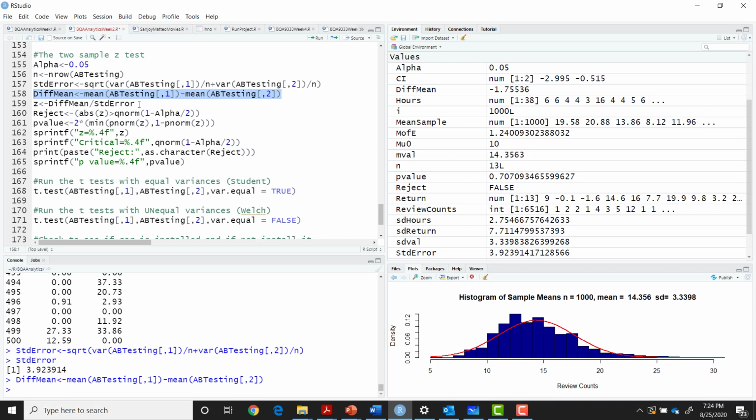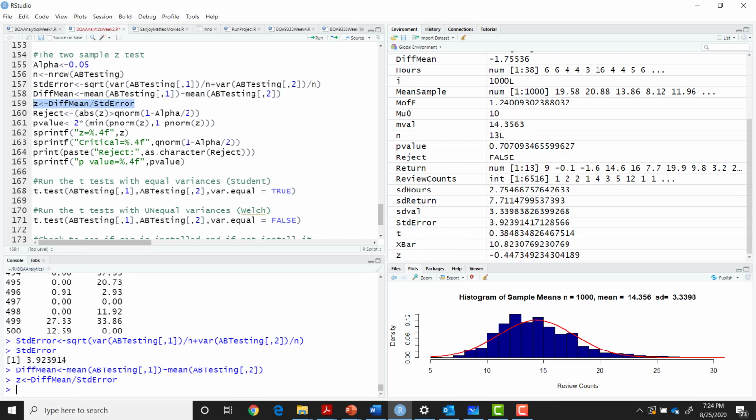And my z-score is just the difference over the standard error. And we're going to do a two-tailed test. We pretty much always do two-tailed tests in this class. We're going to reject if the absolute value of z is greater than z alpha over 2. As I said, in R we go from left to right, so rather than going to the right of z alpha over 2, it's 1 minus z alpha over 2.